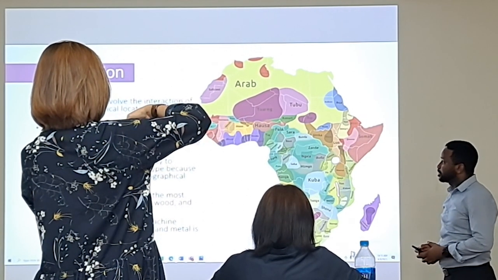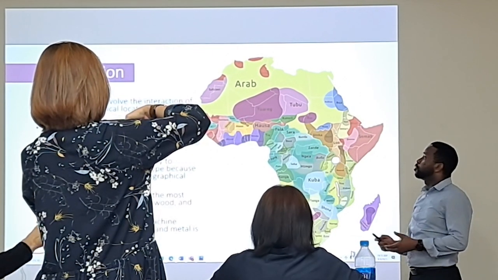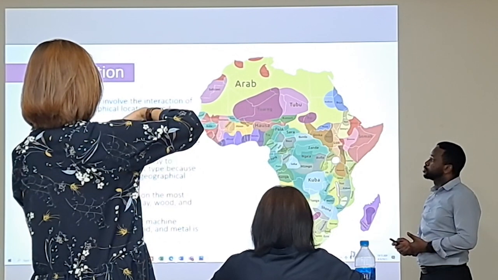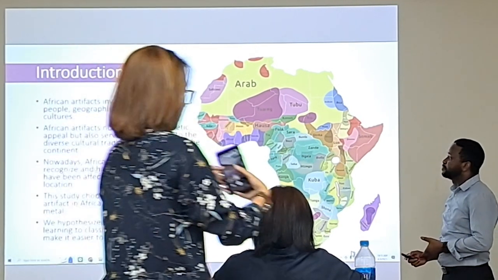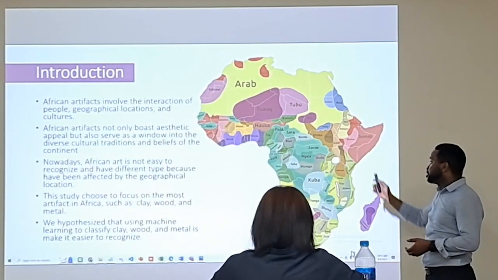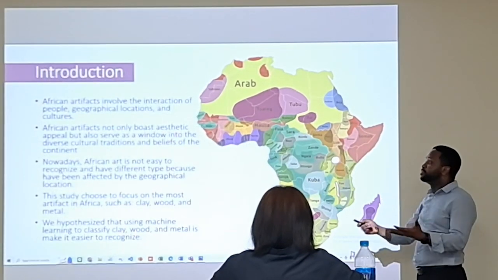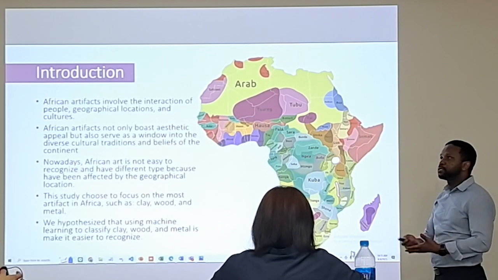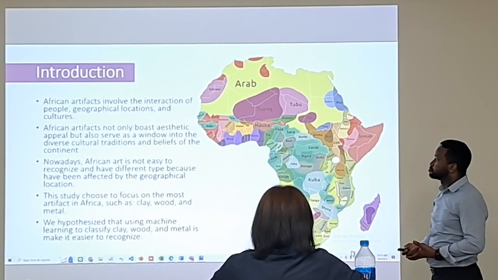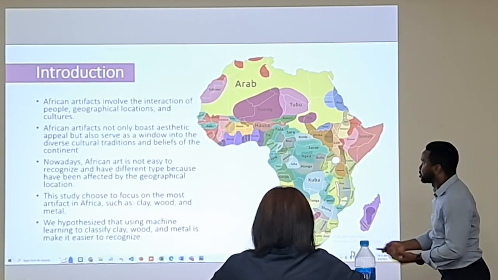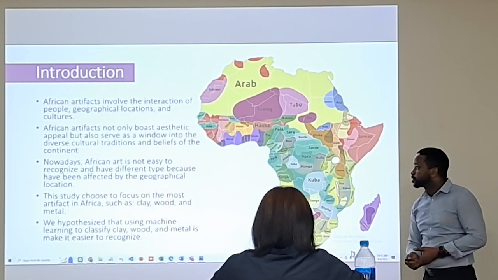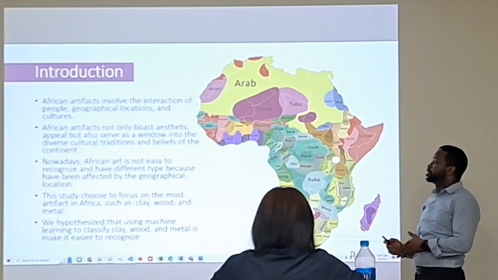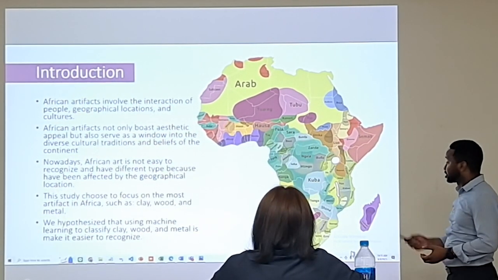the African artifacts. Also, African artifacts not only have aesthetic appeal, but also serve as a window into the diverse cultural traditions and beliefs of the African continent. These cultures have their beliefs, so they show their beliefs through their art. And nowadays, African art is not easy to recognize, and comes in different types because it has been affected by geographical locations, as I said.